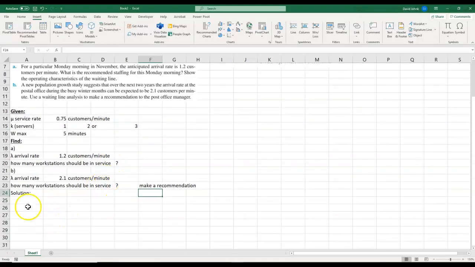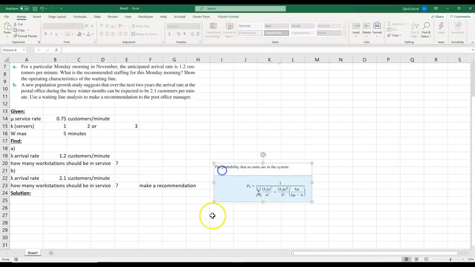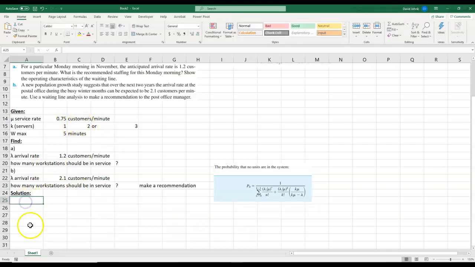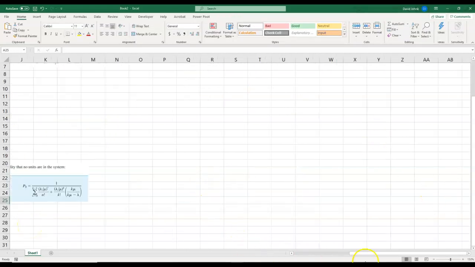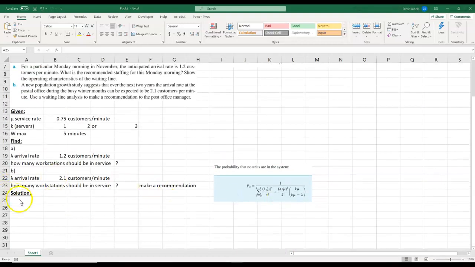Okay. So for a solution, the first thing we want to do is calculate this right here. And we want to calculate it for 1, 2, or 3 workstations. So I guess the way we could do it, we could say K, how many workstations we think we might need.